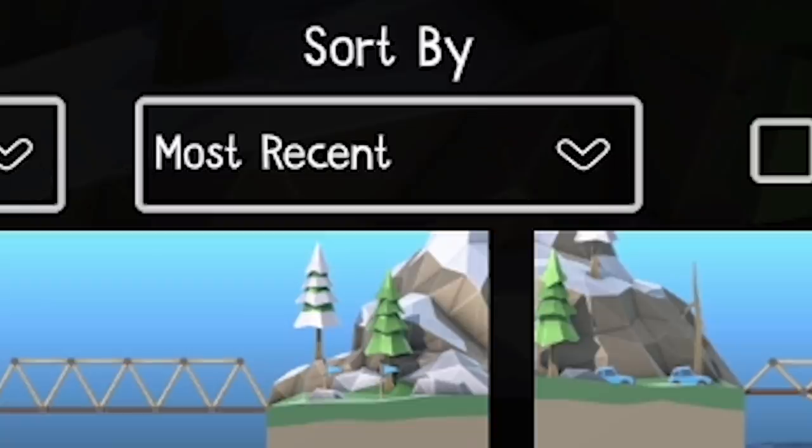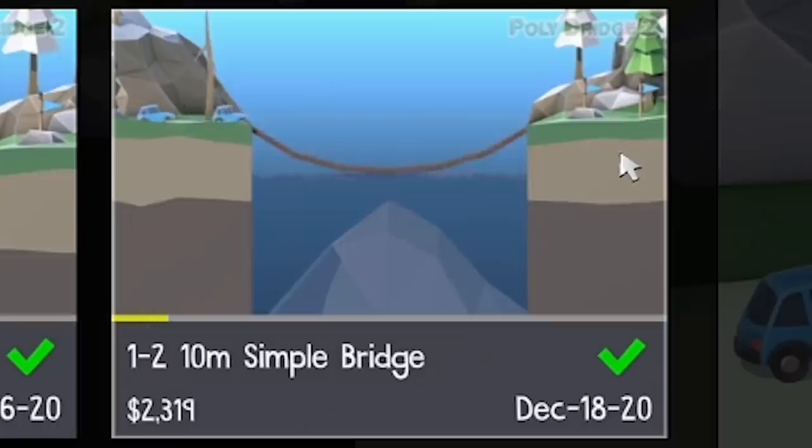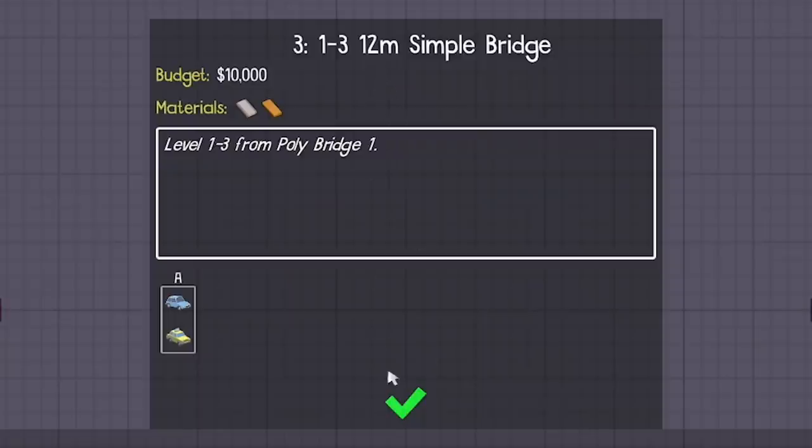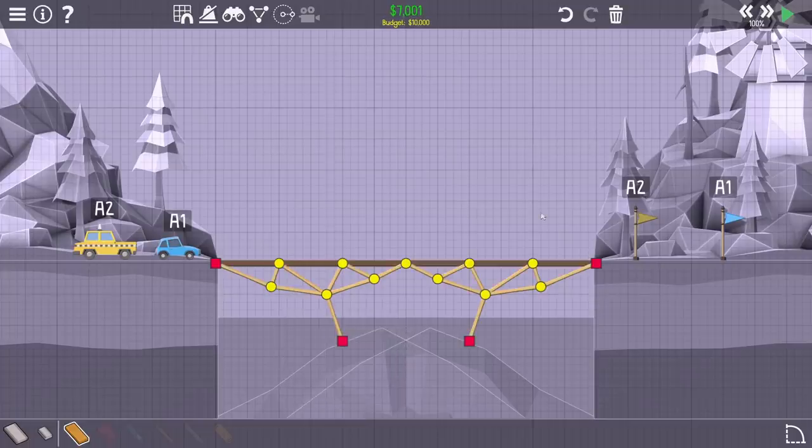Sorted, right. Can I sort this by budget? There you go. So as usual, all the cheap ones are dangling road. Cheeky bastards. Right, so level 3 steps up to a 12 meter bridge. So this one we're going to build half the bridge, and then we're going to go symmetrical on it. So I reckon something like that might be okay.